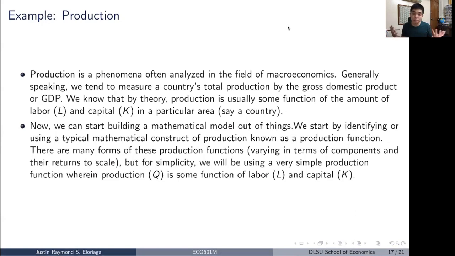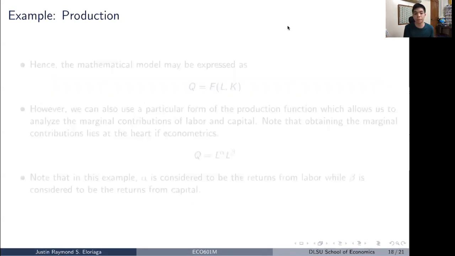Now, we can start building a mathematical model out of these things. We start by identifying what's a typical mathematical construct of production. When we discussed it before in macroeconomics, we generally start with a production function, and there are many types of production functions. But for simplicity, let's assume a very simple production function wherein you have production, which is Q, as some function of labor and capital. So you have that one there, right? Mathematically, your model may be expressed as this.